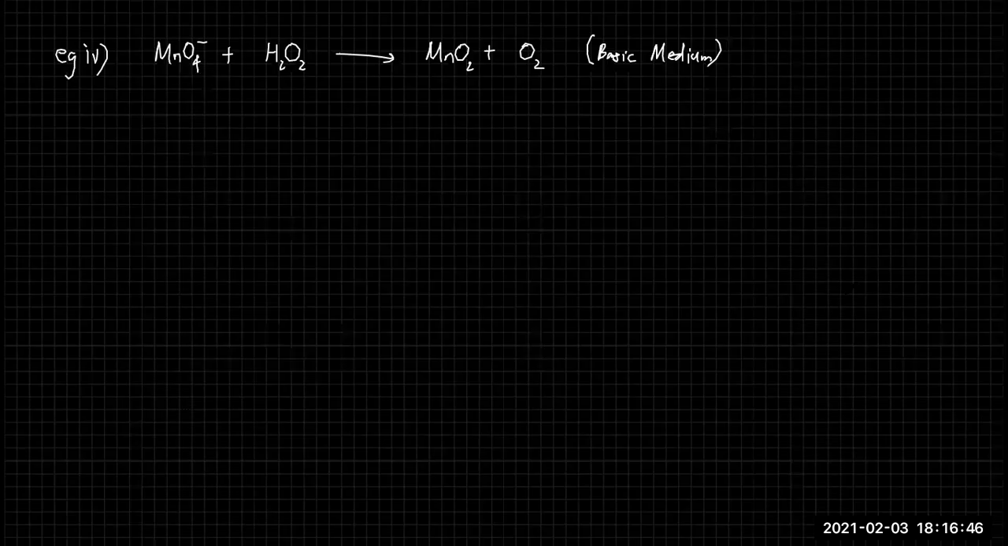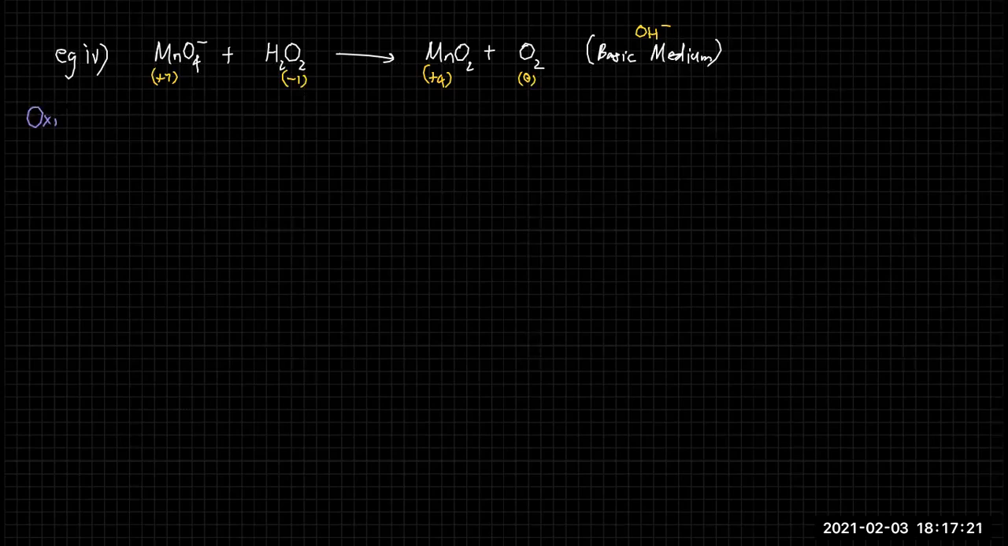Fourth reaction, we have permanganate reacting with hydrogen peroxide. Manganese dioxide and oxygen are released, and the reaction is happening in basic medium. You have to balance it using OH minus ions this time. Right, first step is same, oxidation number +7 to +4, so it is undergoing reduction. H2O2 from -1 goes to 0, so it is undergoing oxidation. Right, only difference is you are going to balance it using OH minus ions.